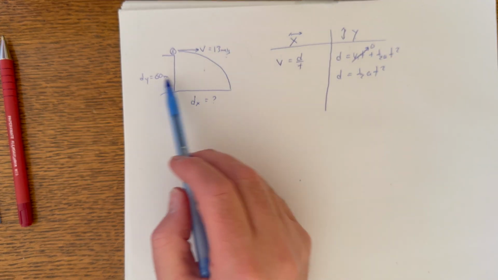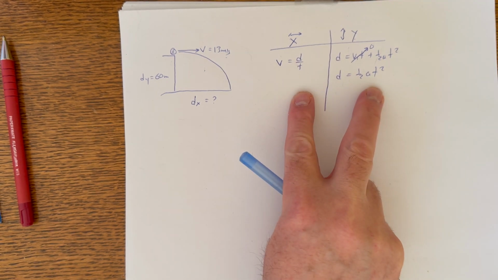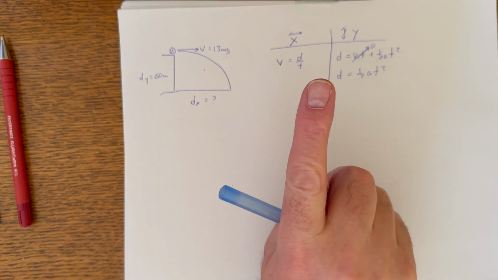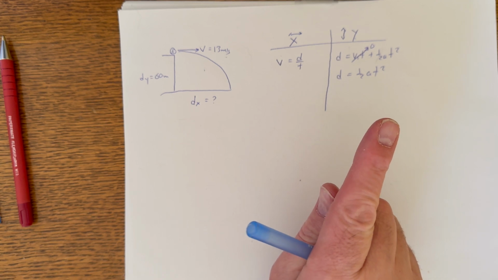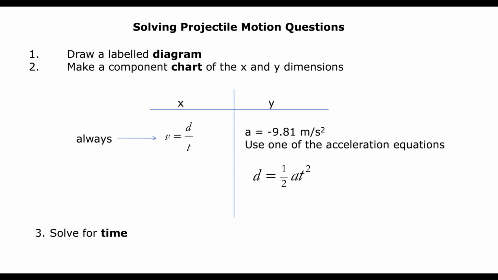So step 1, label diagram. Step 2, a chart for the dimensions. Step 3, even if it doesn't ask for it, solve for time. You need it 99% of the time.